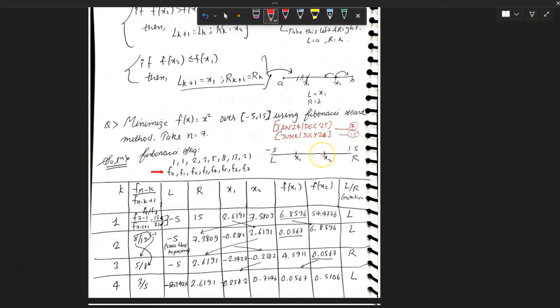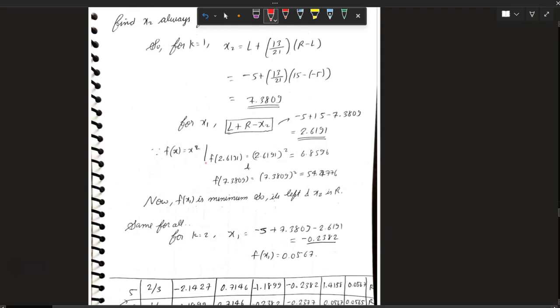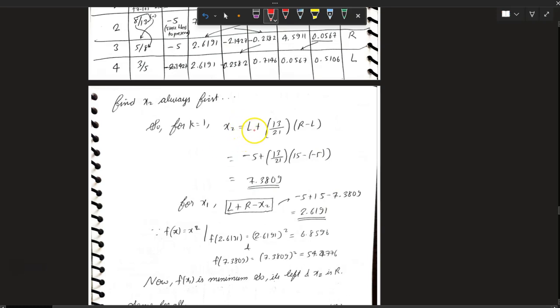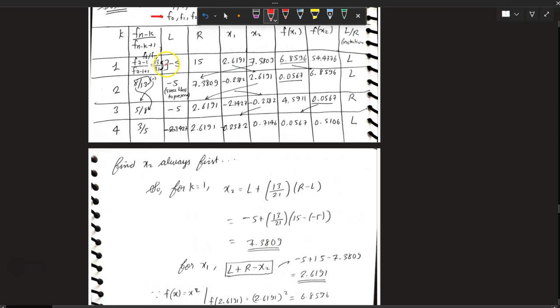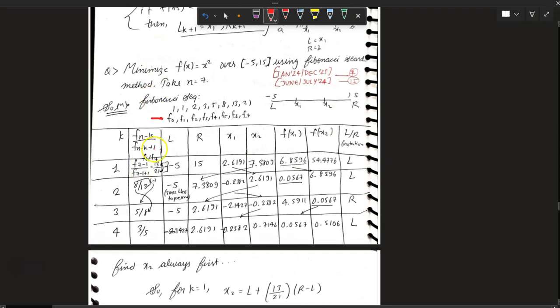Then x1 and x2 you need to find. So what's the formula to find x1 and x2? Let's see. x2 can be given as left plus this ratio. What is the ratio? The ratio is Fn minus k upon Fn minus k plus 1. Let's see this first. n is 7, and k is 1 for the first iteration. So 7 minus 1 is 6, so F6 upon F of 7 minus 1 plus 1, that is F7. So F6 by F7, 8 by 21, or rather 13 by 21 as per the table. So 13 by 21 is the ratio.